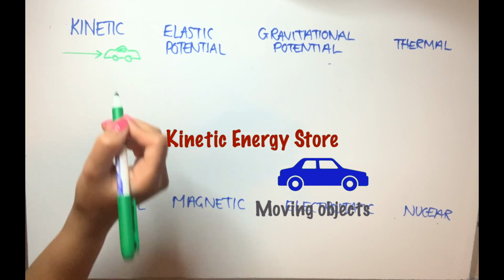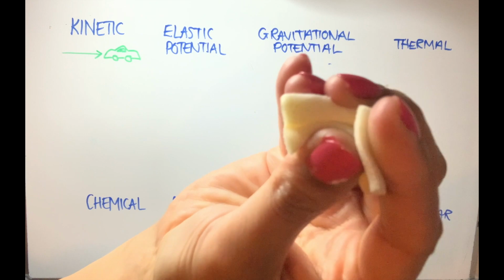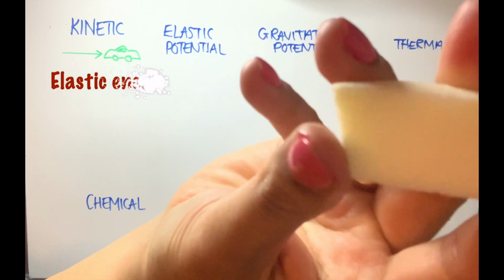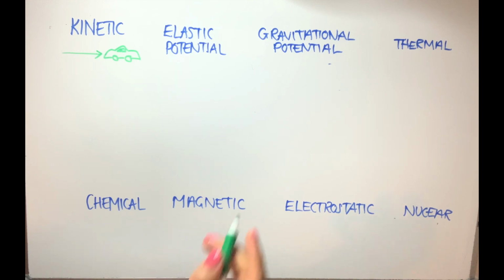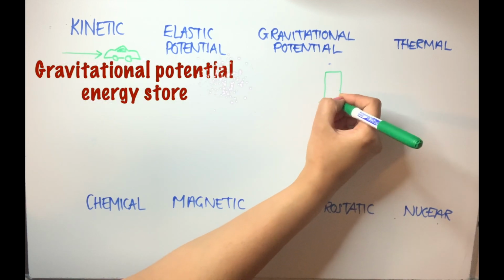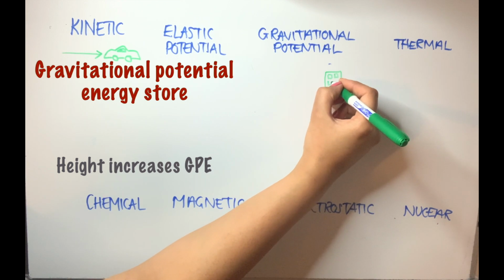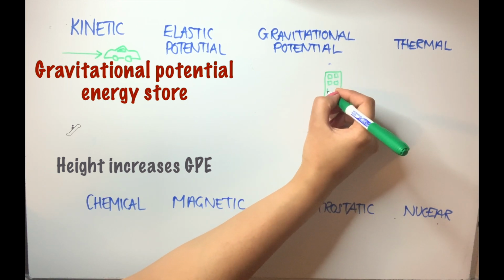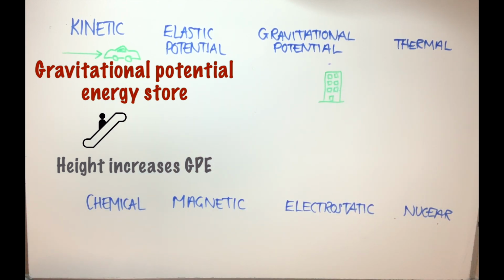Then we have elastic potential energy store. So if we have something that can be stretched, that would be our elastic potential energy store. Then we have gravitational potential energy store. So for example, if we have a building, so this is my building here, the higher up a person goes in the building, the more gravitational potential energy store that person would have.